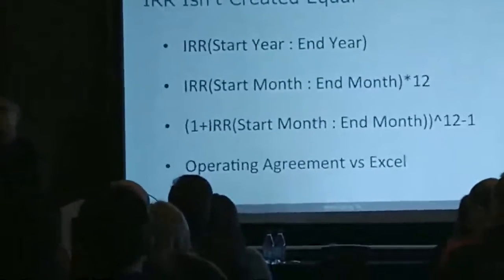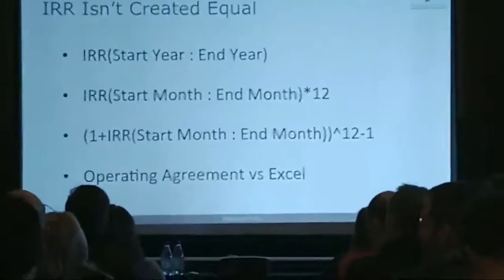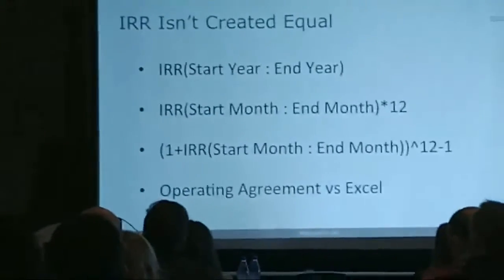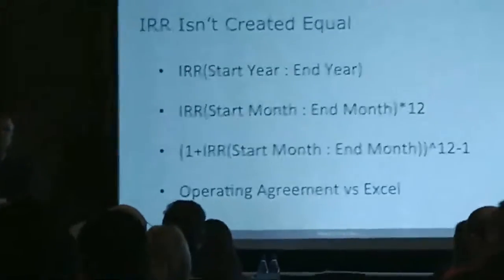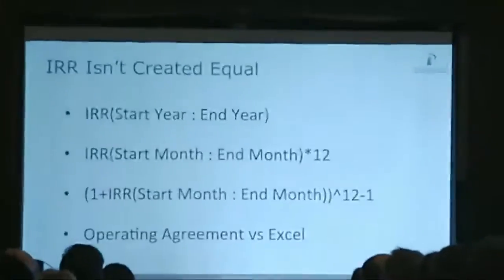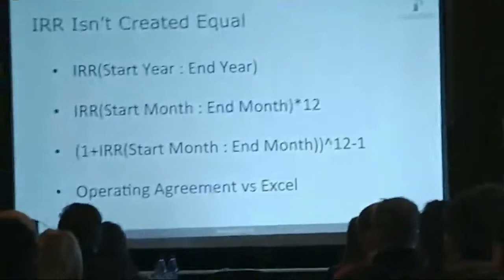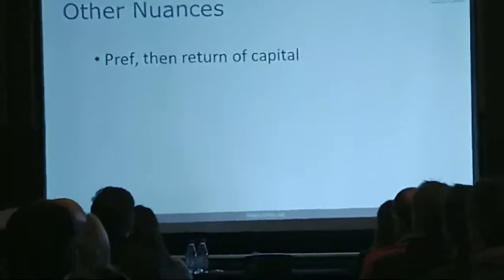Well, over here. 90. I heard 50, I heard 90? 90. 95% of their waterfalls did not match their partnership agreement. And so her job was she had to go back and reconstruct all of these waterfalls to match the partnership agreements and recalculate the investor's distribution. Wow. So get this right from the outset, and it will save you tons and tons of headaches, trust me. So some other nuances of waterfalls.